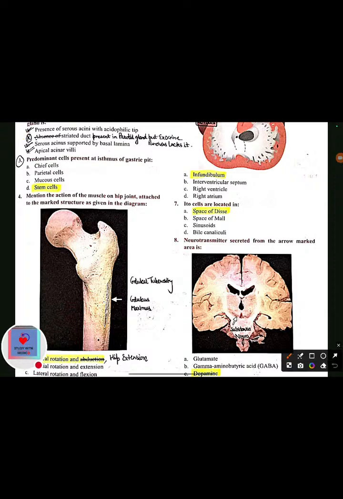Predominant cells present at isthmus of gastric pit. Gastric pit is there, na? The isthmus of gastric pit has stem cells.